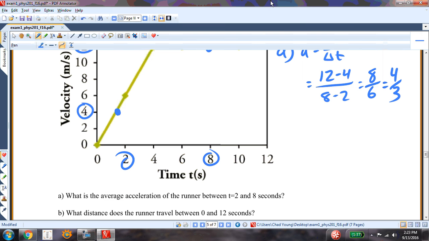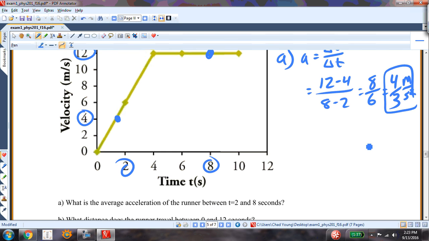So it's 4/3 meters per second squared. It is positive, as you would expect from looking at the graph, because if I were to draw a line between these 2 points, it would be positive.